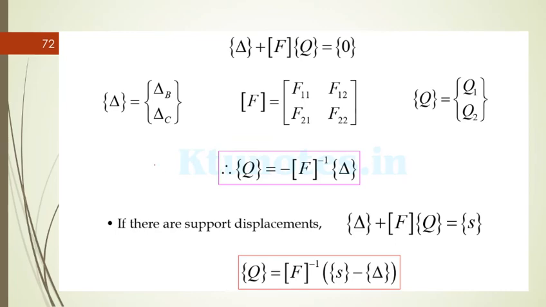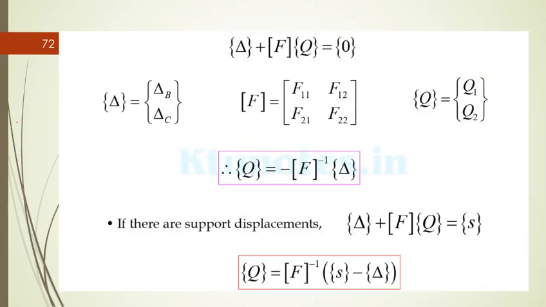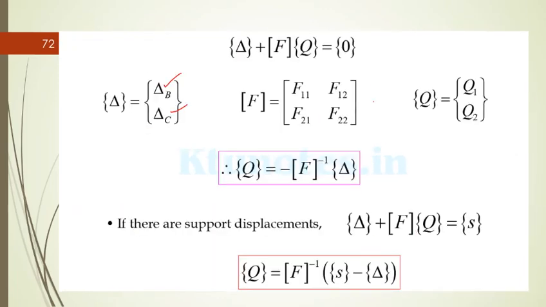So the total deflection delta, delta B delta C, is a matrix. Delta plus F into Q is equal to 0. F is the flexibility matrix, and Q is the redundant matrix Q1 Q2. Q is equal to F inverse of minus delta.